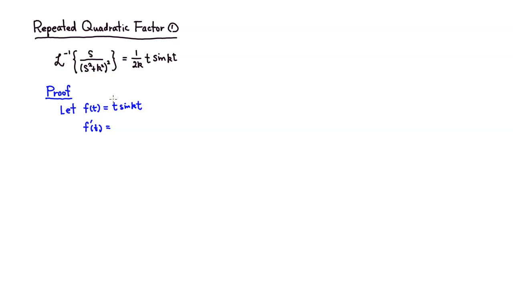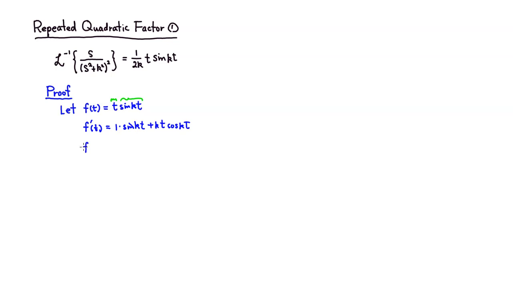So this is the first guy, this is the second guy. By product rule, the derivative of the first is 1 times sine of kt, plus t times the derivative of sine of kt, which is k cosine of kt. All right, so we got that, and the second derivative.